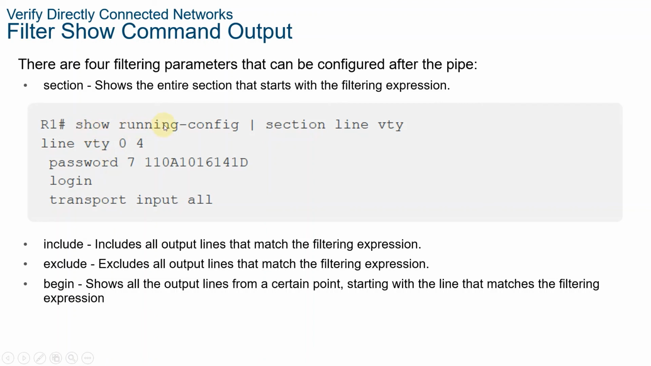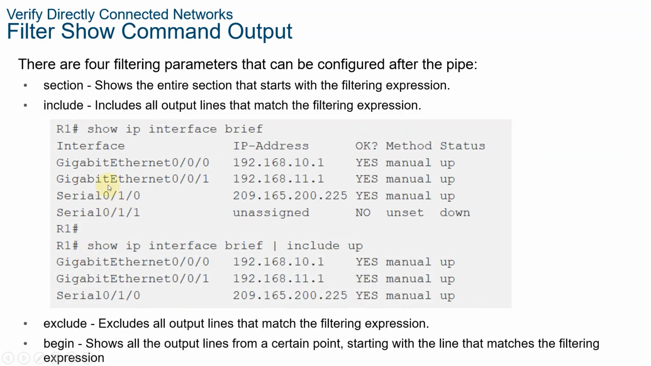So show run, or show running-config, pipe section line vty. Again, this will display the section that starts with line vty. So you've got line vty 0 to 4, and that would display the entire section beginning with line vty. The next one is include. For instance, you've got show ip interface brief. This is your output here.